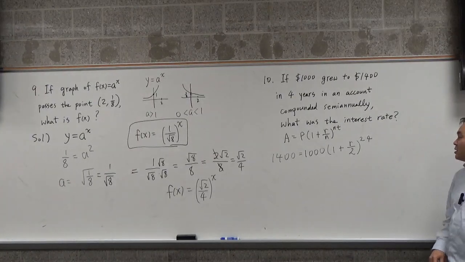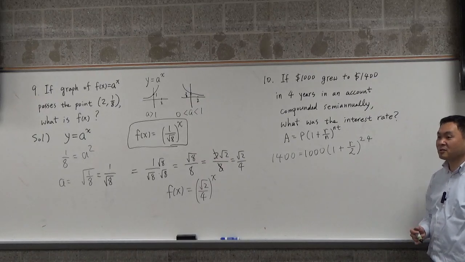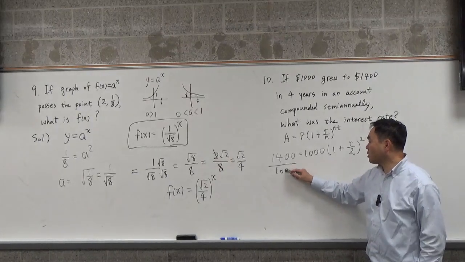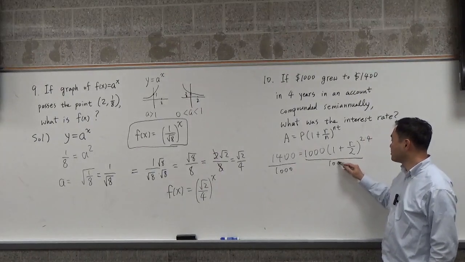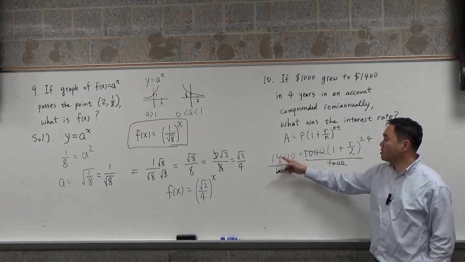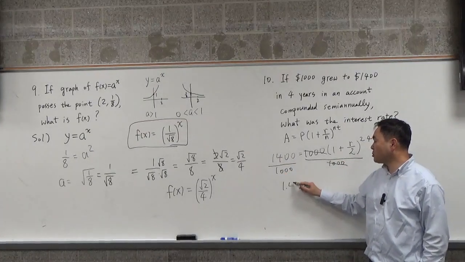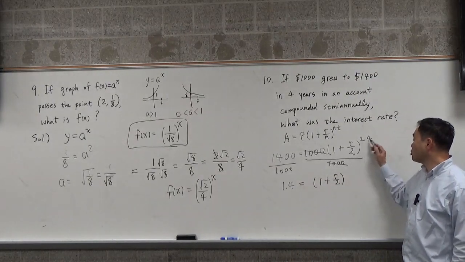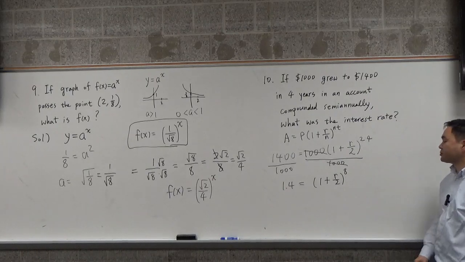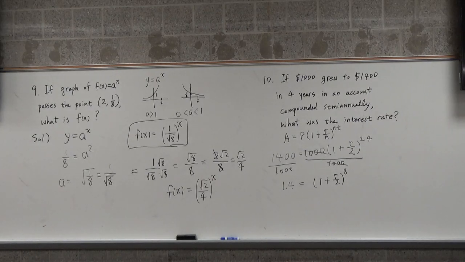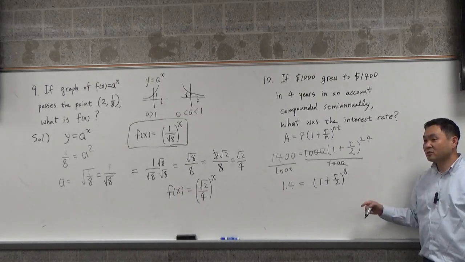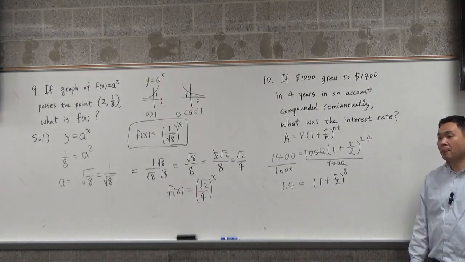Now you have to solve this for r. That's the question. How do you find r? Okay, so let's just divide both sides by 1,000. So these cancel. 1,400 divided by 1,000 is 1.4 equals 1 plus r over 2, to the power 2 times 4, which is 8. Now, how do you get rid of this 8? Because I'm solving for r, right? And this has to be removed. How do you get rid of 8?